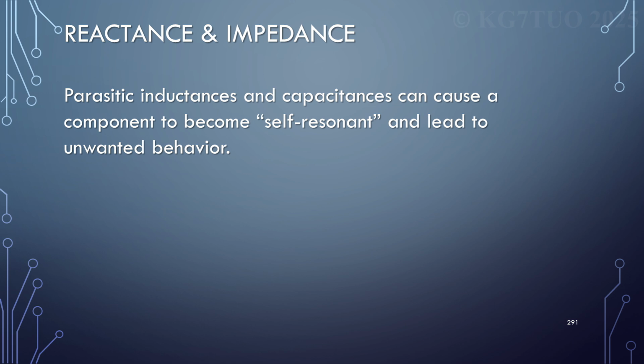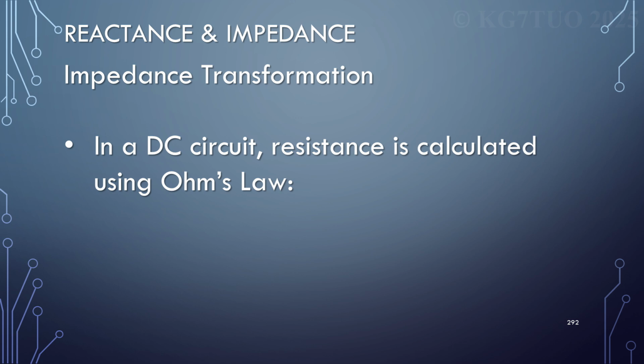We don't want them self-resonant, but it's white. DC circuit resistance is calculated using Ohm's law. So R equals E divided by I. We covered that in depth earlier. Hopefully everybody understands the E, I, R and P, I, E stuff, right?